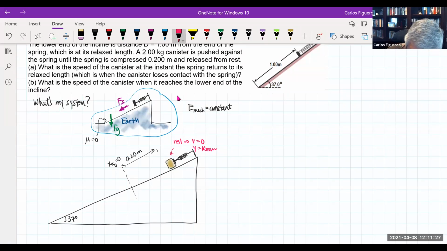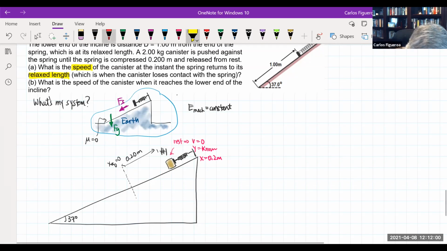So look at that. I know the velocity, I know the height, and I know the compression. Therefore, this is my known energy state. I know the velocity, the height, and the position. So then the question is, what is the speed? What is the speed when it returns to its relaxed length, in other words, the equilibrium?